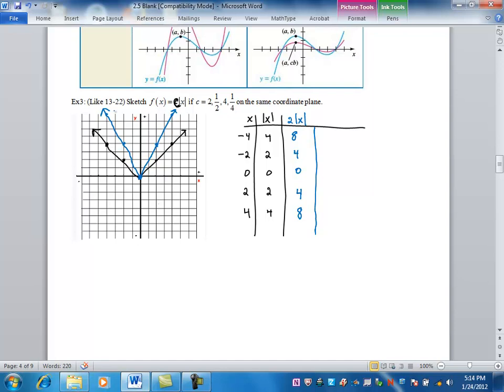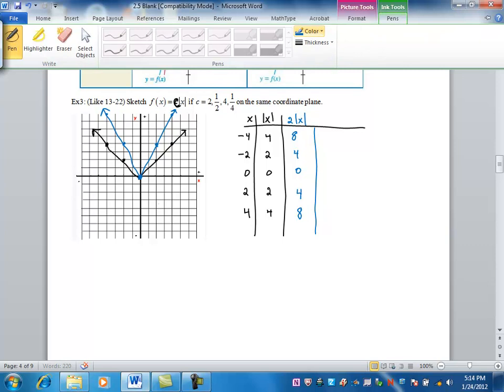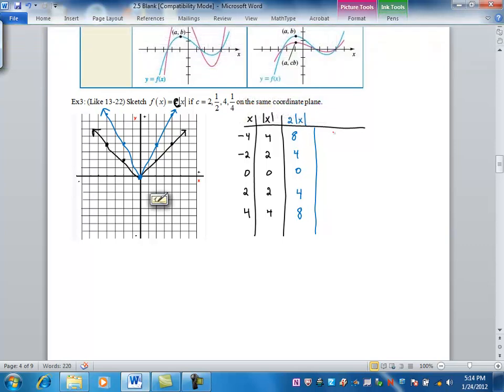Now let's take a look at y equals 1/2 times the absolute value of x. So here we go. 1/2 times the absolute value of x. The absolute value of -4 is 4 times 1/2 is 2. Absolute value of negative 2 is 2 times a half is 1. Absolute value of 0 is 0 times a half is still 0. Absolute value of 2 is 2 times a half is 1. Absolute value of 4 is... you know what? I messed up. My apologies. Absolute value of 4 is 4 times a half, that's 2.